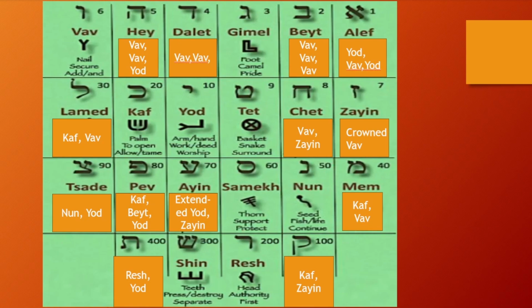Zayin is a crowned vav. So Zayin is a weapon. It can cut. It's a sword. Okay. So if you are a crowned vav, if that vav is crowned, it means you are a ruler with authority, a leader with power. So Christ is our vav. He has connected heaven and earth. He's opened the way between heaven and earth.